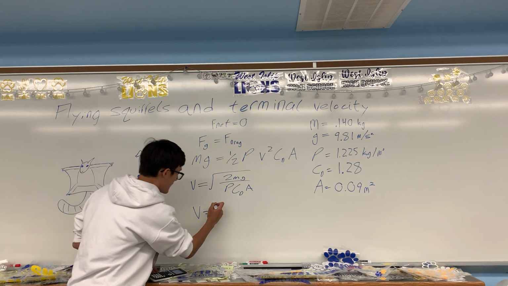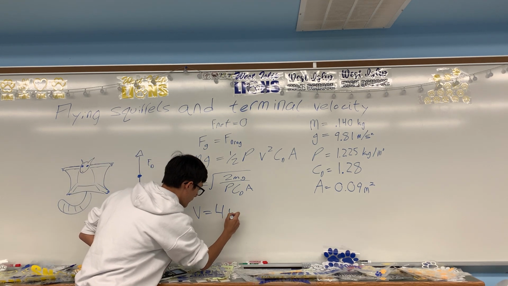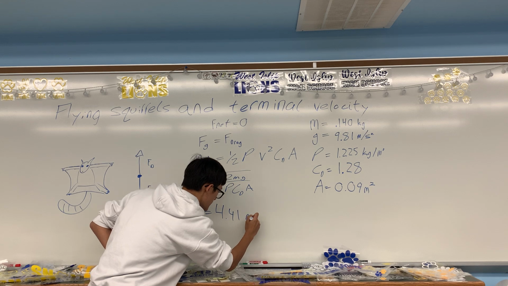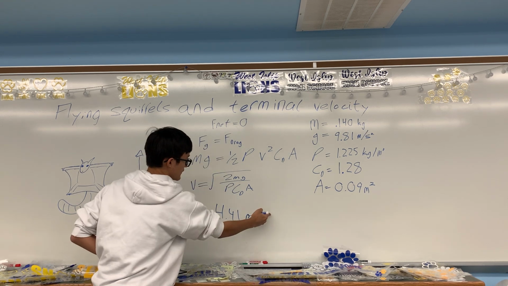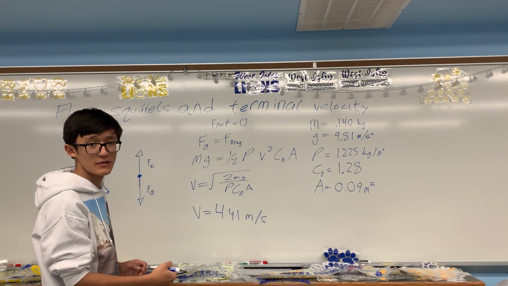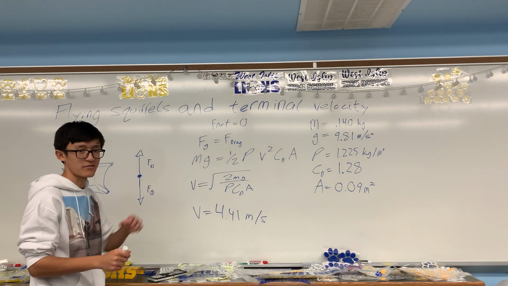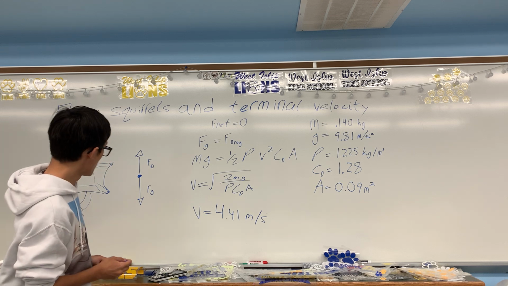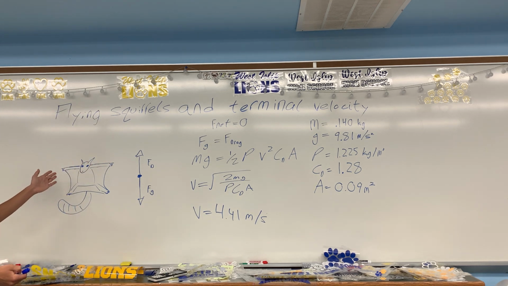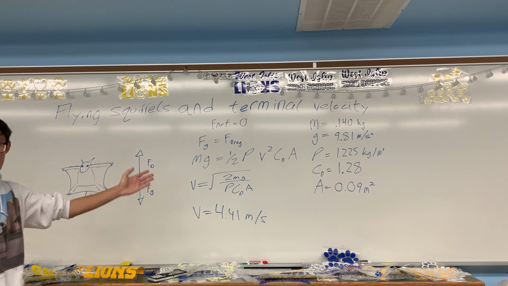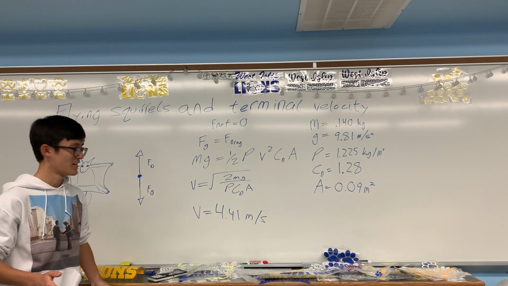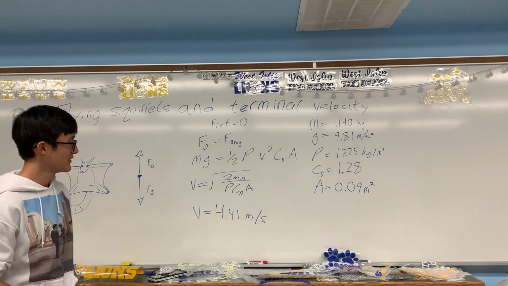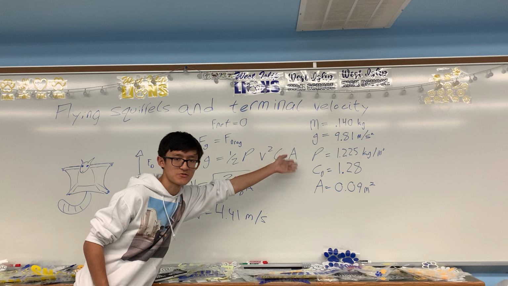Alright, so this gives us a value of 4.41 meters per second. Oh, got it right. Meters per second squared is the unit for acceleration, we're finding velocity, so it's meters per second. So, using this, we found that the terminal velocity of a flying squirrel is 4.41 meters per second. If you Google it, our value is not the same as what pops up on Google. These values might be screwed up.